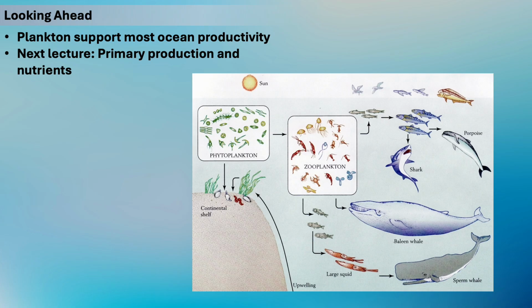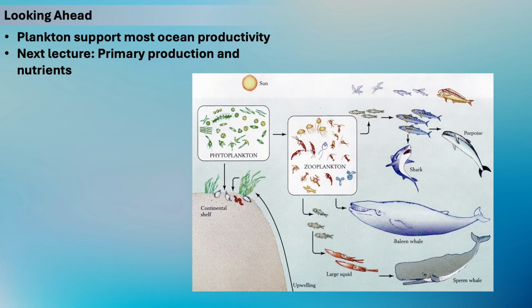Okay, so today we established a framework for thinking about marine life by classifying organisms according to where they live and how they move within the ocean environment. We saw that plankton drift with currents, nekton actively swim through the water column, and benthic organisms live on or within the seafloor. These categories help simplify the enormous diversity of marine organisms and allow us to understand how different groups interact within ocean ecosystems.